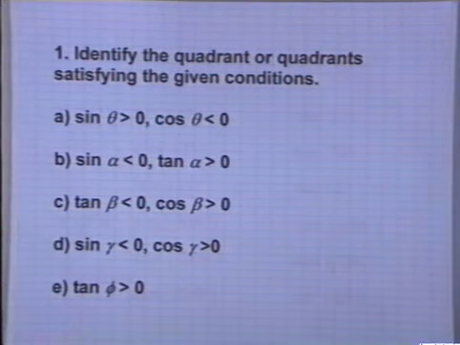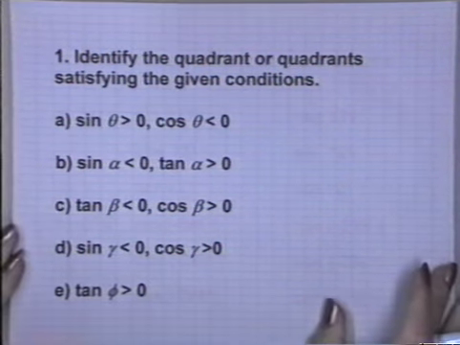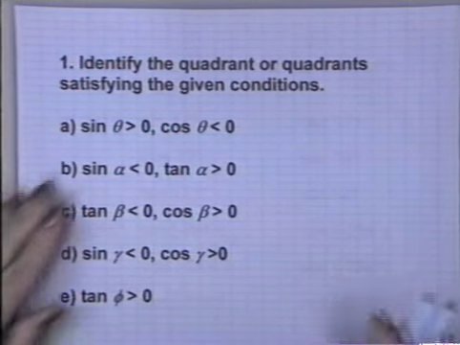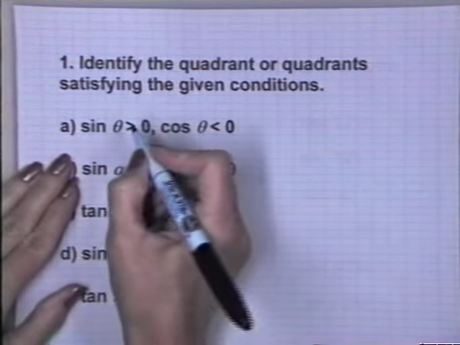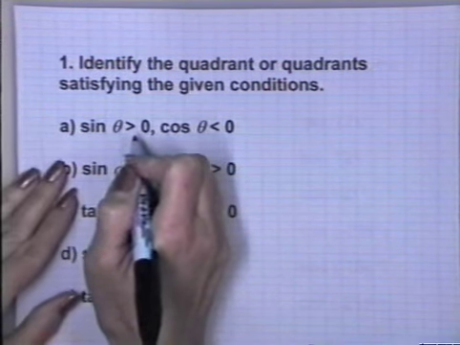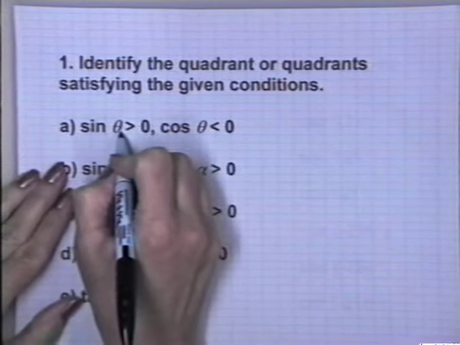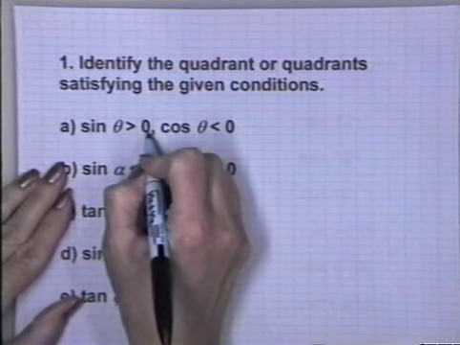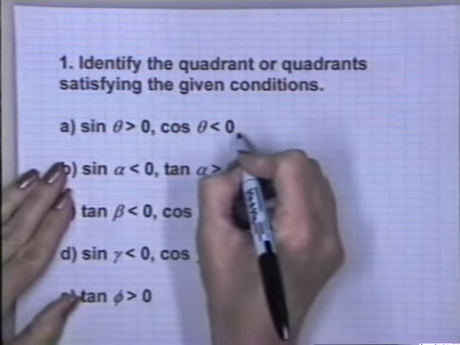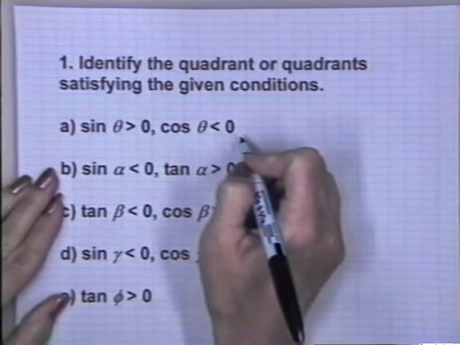Now let's look at some problems where we'll need to know where these functions are positive and negative. It says identify the quadrant or quadrants satisfying the given conditions. In A, we want to find the quadrant of the angle when we know that the sine of theta is greater than 0, which means that the sine is positive, and that the cosine of theta is less than 0, which means the cosine is negative.